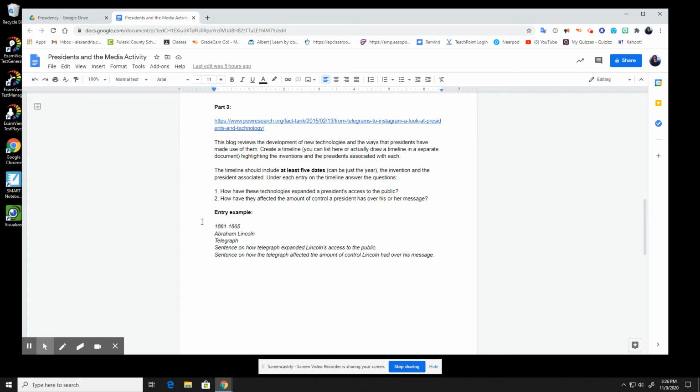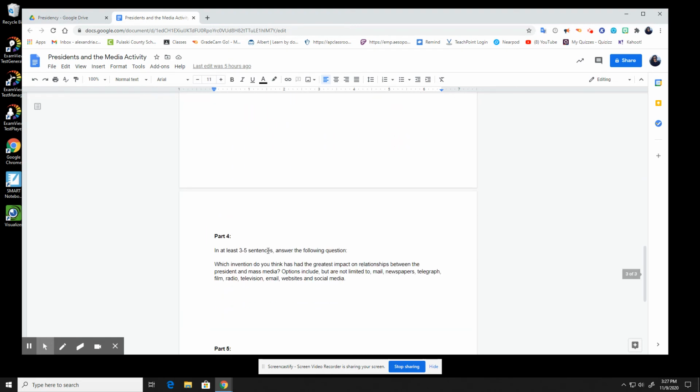and how they have affected the amount of control the president has over his or her message. So for example, you have Abraham Lincoln. There's the timeline, so the years he was in office, the technology that he used, and then you would write a sentence about how that expanded Lincoln's access to the public and how the telegraph affected the amount of control Lincoln had over his message. So again, use this blog to create your timeline.